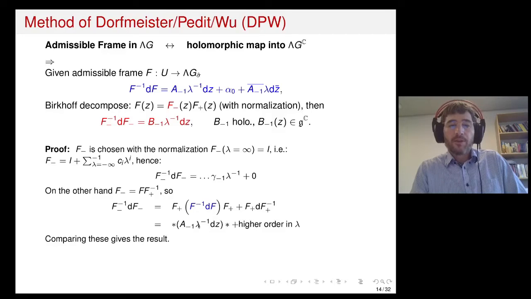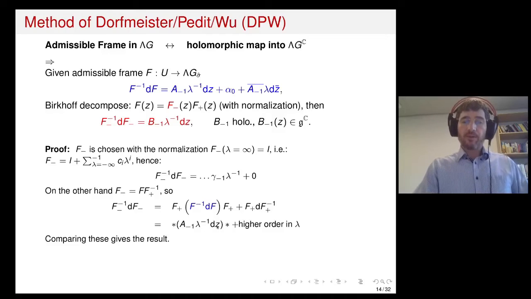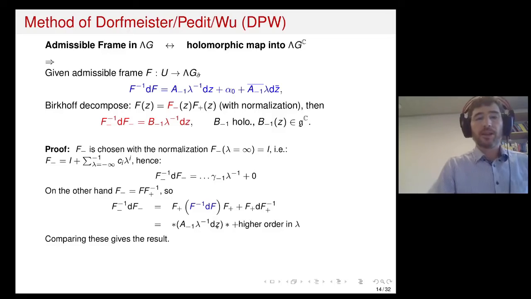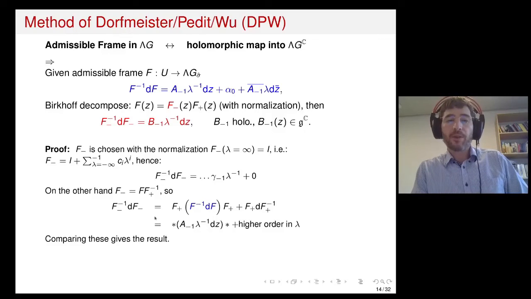So the conclusion is that if we compare this with this, there is only one term there, and since we only have dz here, we don't have dz bar, that's the same as saying that d bar of F minus is 0. So F minus is holomorphic, which is the same as saying that this function b minus 1 is holomorphic. So every admissible frame gives you, by this decomposition, this so-called normalized potential. This b minus 1 is just a 2 by 2 matrix because of the twisting condition, it just has the two off-diagonal terms, so two holomorphic functions essentially.